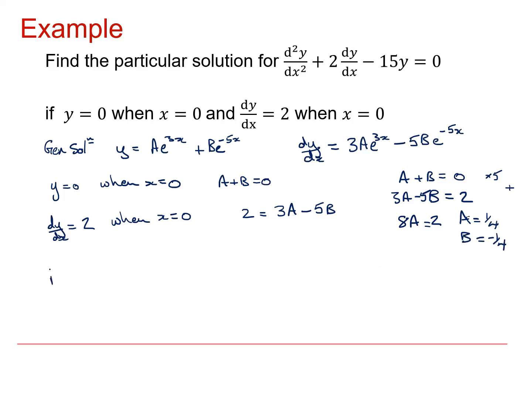And so the particular solution for those initial conditions is going to be y is equal to 1/4 e to the 3x minus 1/4 e to the minus 5x.